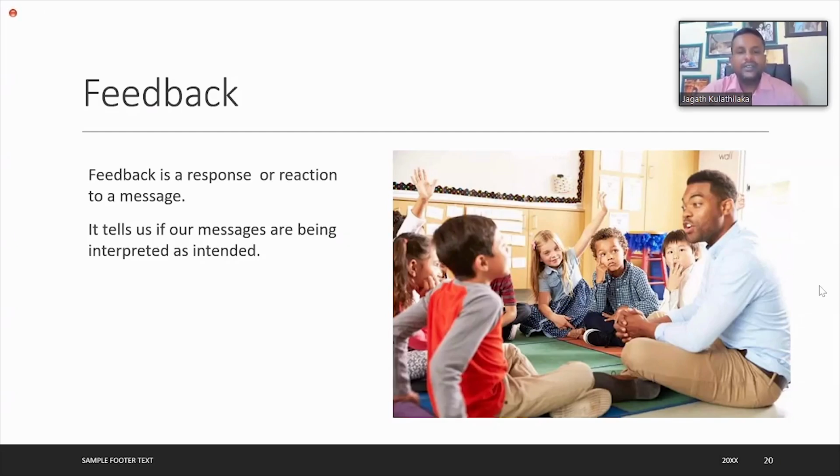Right? So when the other party talks, when the other party reacts, when they provide us a response, only then can we understand that the message has been received at the destination, and also understood and interpreted as we intended, right? So then only communication becomes successful. Otherwise, communication will remain sometimes one way, and also communication will not become successful and effective.